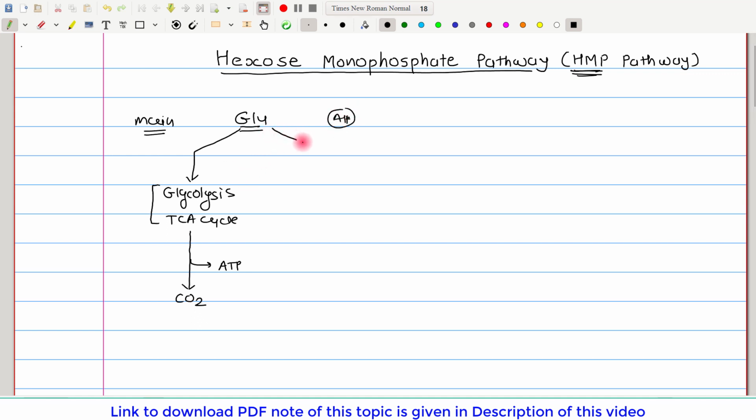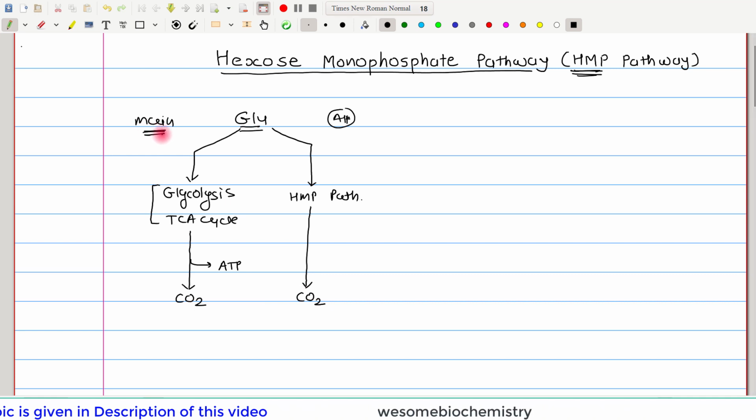So here, glucose undergoes oxidation by this HMP pathway. And here also, glucose is completely oxidized and broken down to carbon dioxide. The difference from the main pathway is that in this HMP pathway, energy is not released. Rather, two important molecules are synthesized. One is NADPH and the second one is ribose 5-phosphate.